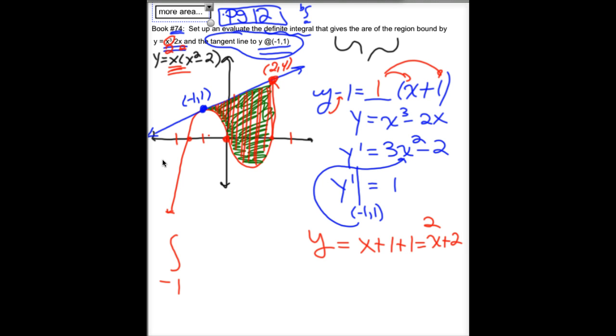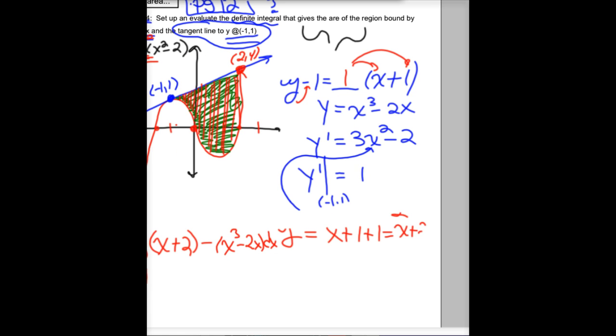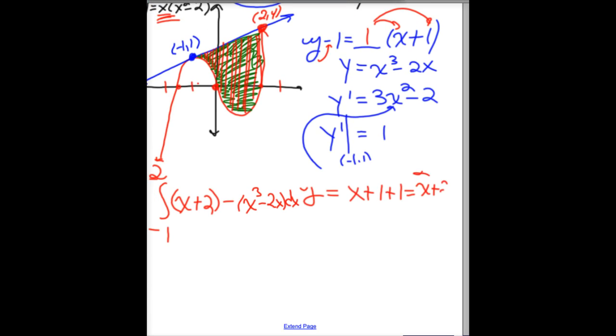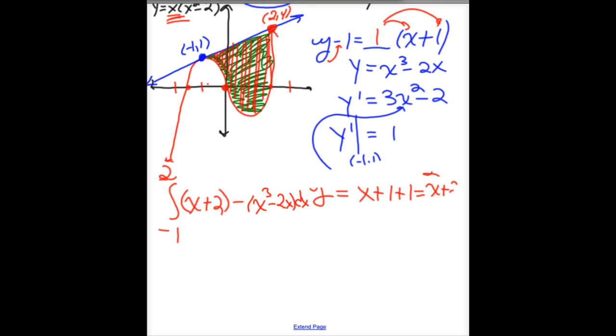So I'm going to integrate and color from negative 1 on the x-axis to 2 on the x-axis. Top function, which is the line, x plus 2, minus bottom function, which is the curve, x cubed minus 2x, dx. So I've got top function minus bottom function, and that's what I need to integrate. Let's do that by hand even. Whoa, that's going to be tons of fun.